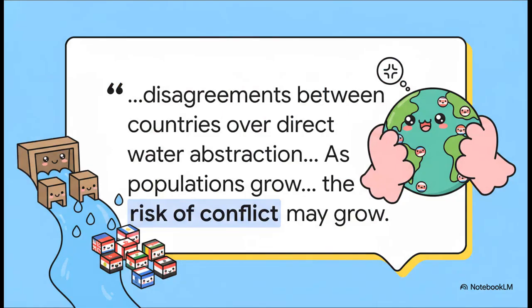And these problems aren't just environmental. They can get political and fast. As this quote points out, when different countries have to share the same river, think about the River Nile, which is shared by 10 nations. Disagreements over building dams or taking water can become a massive source of tension. And that risk just grows as populations get bigger.